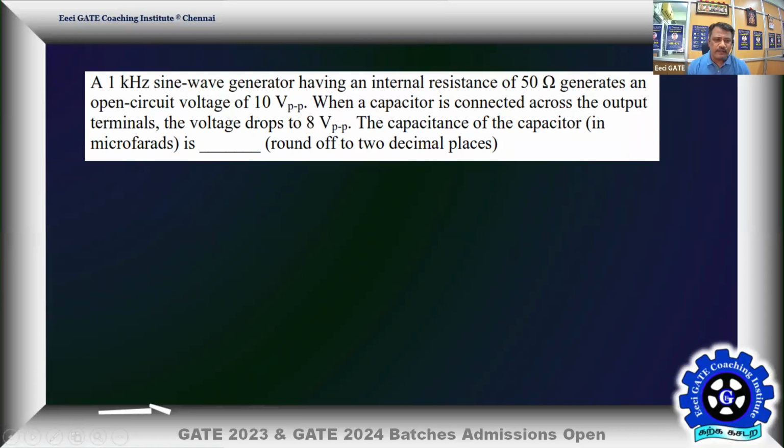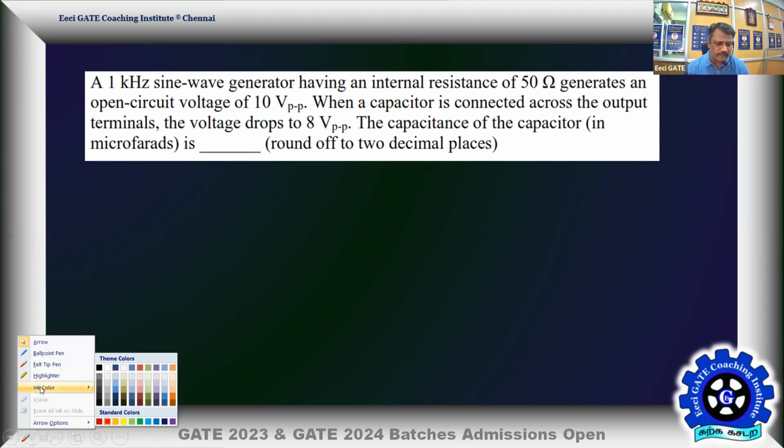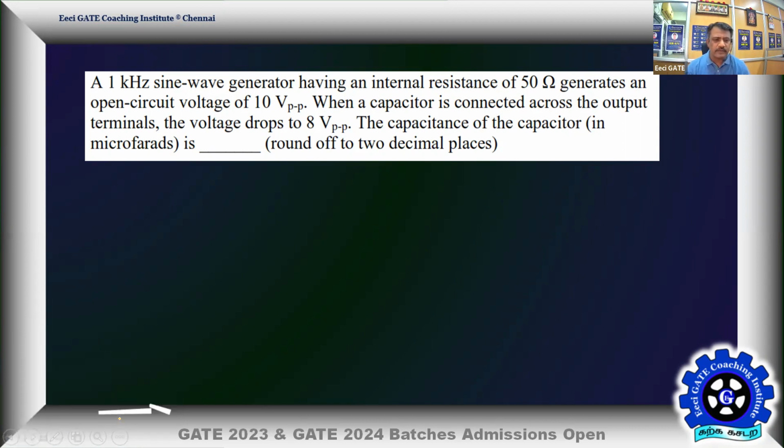So we have a 1 kilohertz sine function generator having an internal resistance of 50 ohms that is generating an open circuit voltage of 10 volt peak to peak. When a capacitor is connected across output terminals, the voltage drops to 8 volt peak to peak. The point is this. That means you can model your source as a practical source.